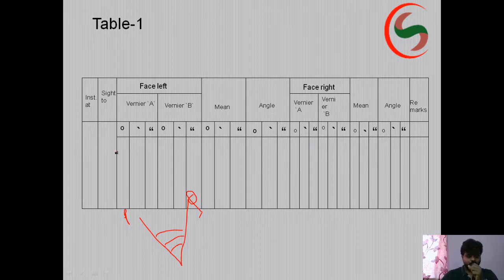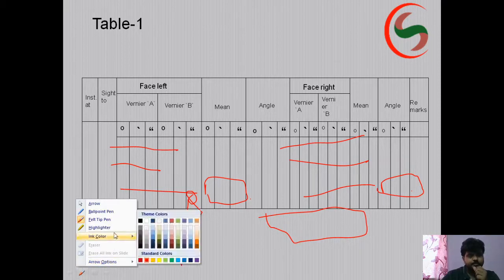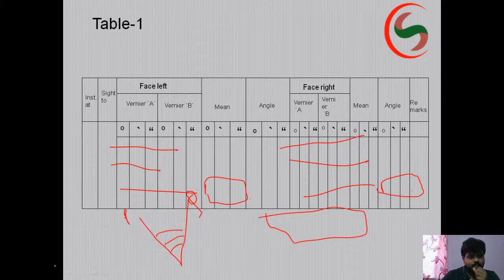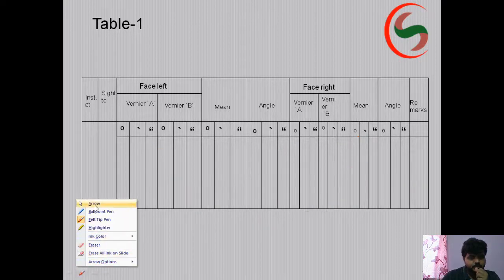Got it? First you have taken 3 times, and the average mean is this one. Next, in face right you have done 3 times, and the average is this one. You add these 2 and the average is the final one. Like that you have to do it. Like that you have to make all the things, right?